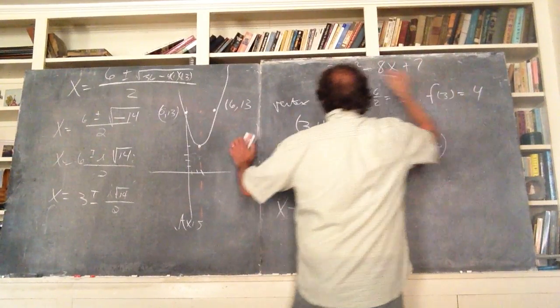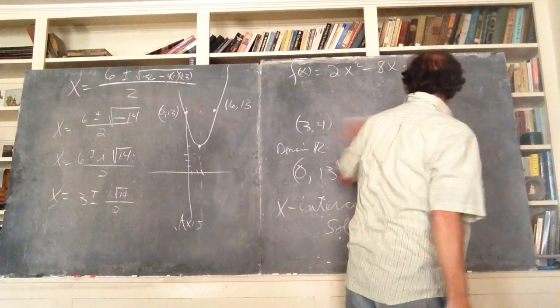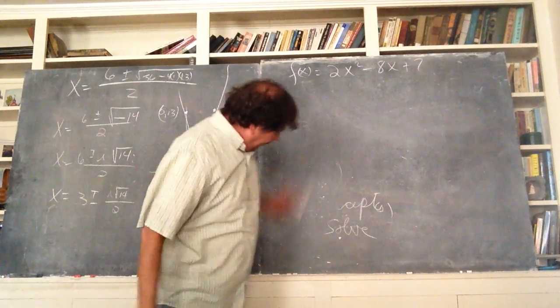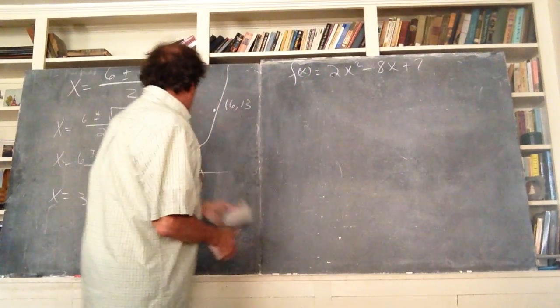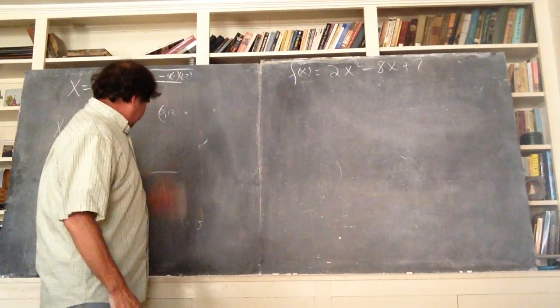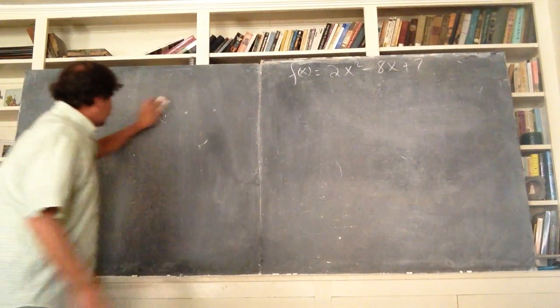And we're going to completely analyze this, which means we're eventually going to draw a graph. By the way, right now it opens up. So eventually we're going to draw a graph, and that's what we're headed for. But first we got to find the vertex.